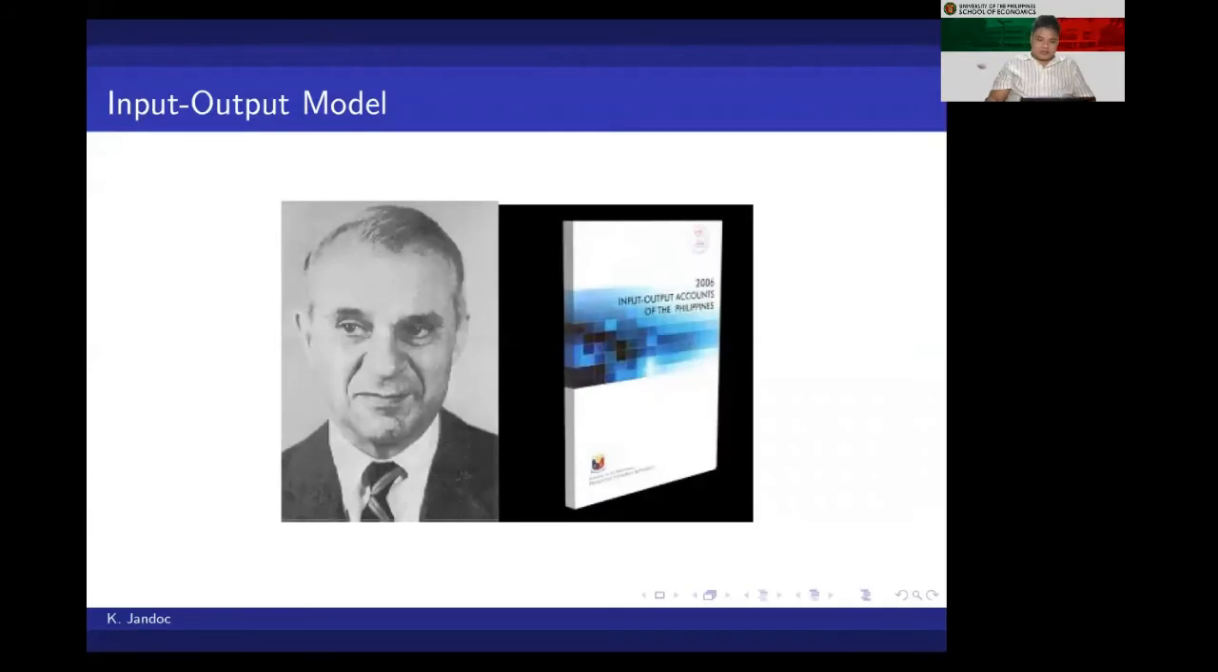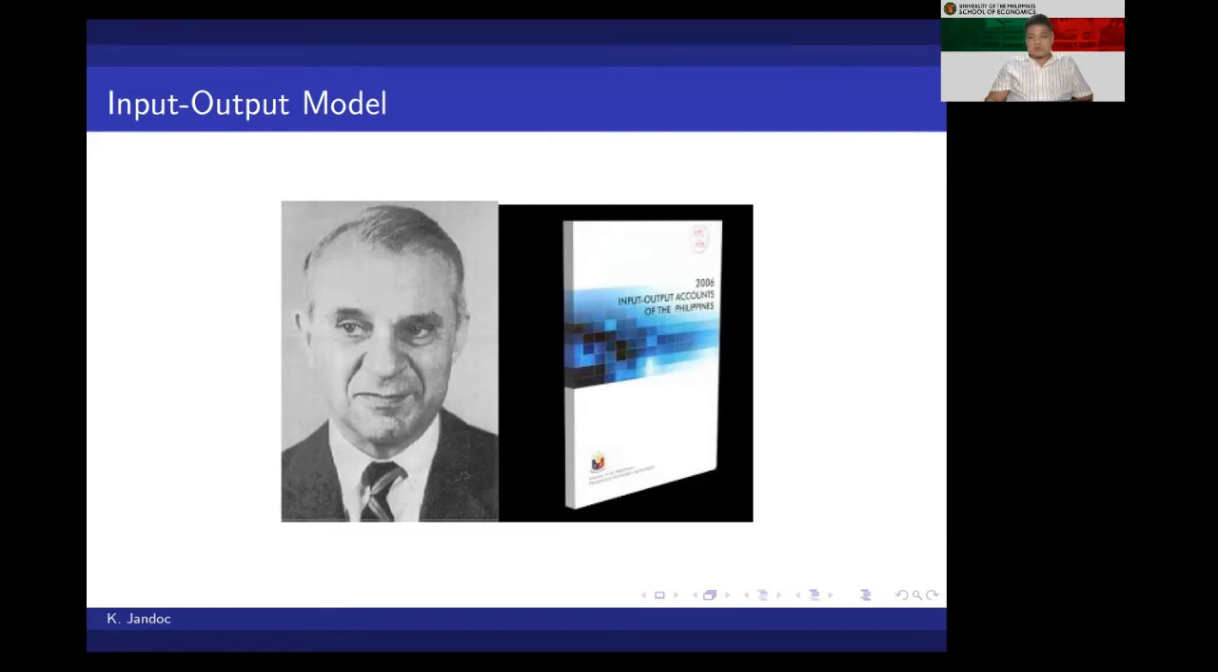Now, in this part of the lesson, we'll look at another model that applies the concepts of linear algebra that we learned in the first part of this course. And here we have the input-output model. The man on the left is Vasily Leontief, who pioneered the development of this input-output model.